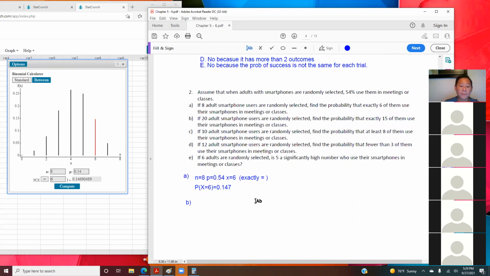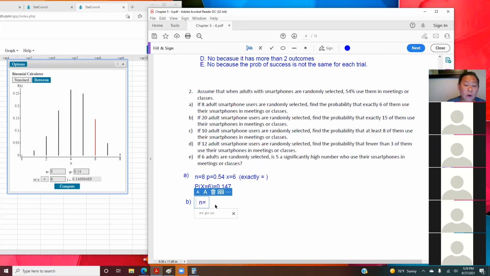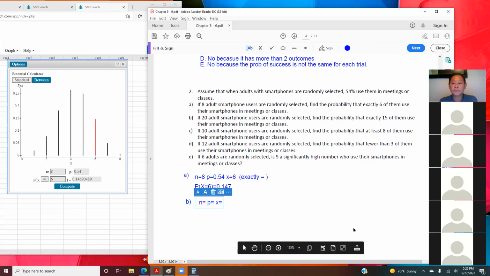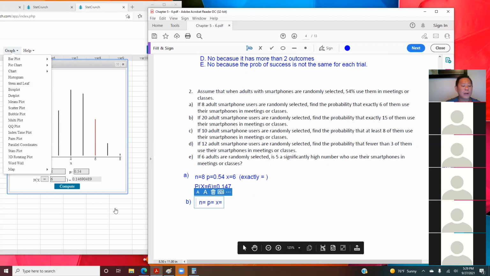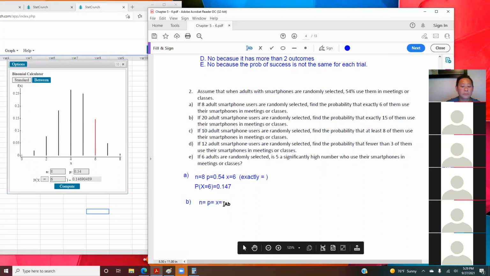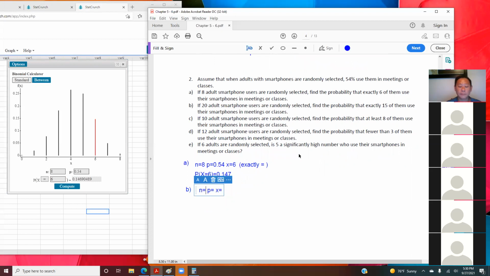Okay, part B. I want you to read part B again and do the same thing. What is your N? What is your P? What is your X? Read part B again. So make sure you know how to use the calculator, binomial, Stats, Count. Anyone know what N is here for part B?